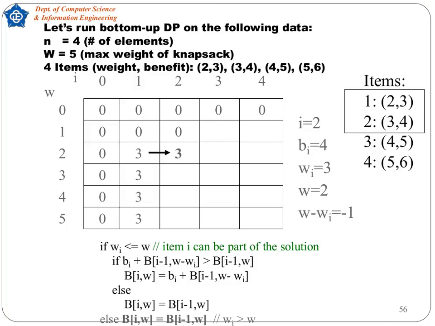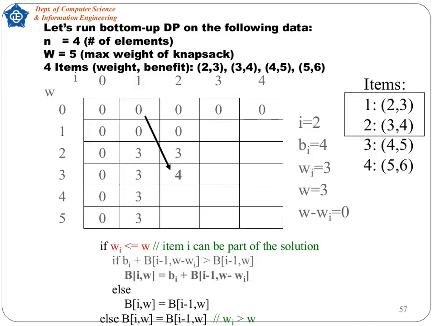Let's walk through one cell. i equals 2. Item 2 has weight w equals 3, benefit b equals 4, and capacity w equals 2. Since w_2 equals 3 exceeds the available capacity, 2, we can't include item 2. We fall into the else clause and simply copy the value from the previous row. B[2,2] equals B[1,2] equals 3. Remember, B[1,2] was 3, the best we could do with only item 1. This shows how the table carries forward the best value when the current item won't fit.